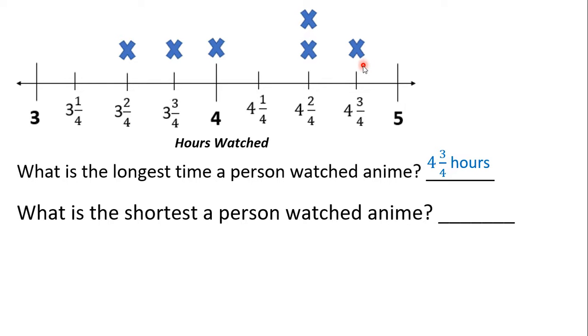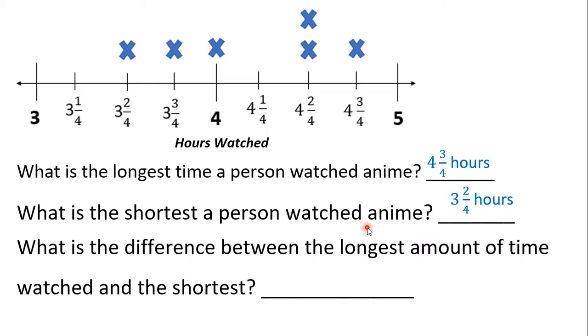Now let's try to find the shortest amount of time someone watched anime. So I'm going to look on my number line for the smallest number that has an X above it, and that would be 3 2/4. We can see that there's an X above it, meaning that someone watched anime for 3 2/4 hours. So 3 2/4 hours is the shortest amount of time someone watched anime. 3 and 3 1/4 are smaller, but nobody watched anime for that short amount of time. So that's why it's not the shortest amount of time that someone watched anime here.